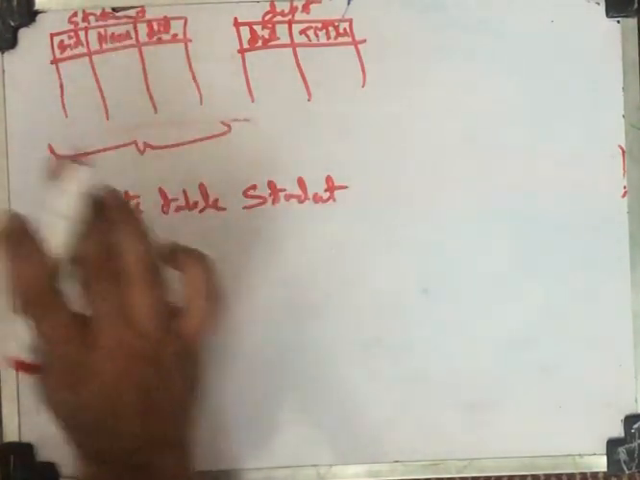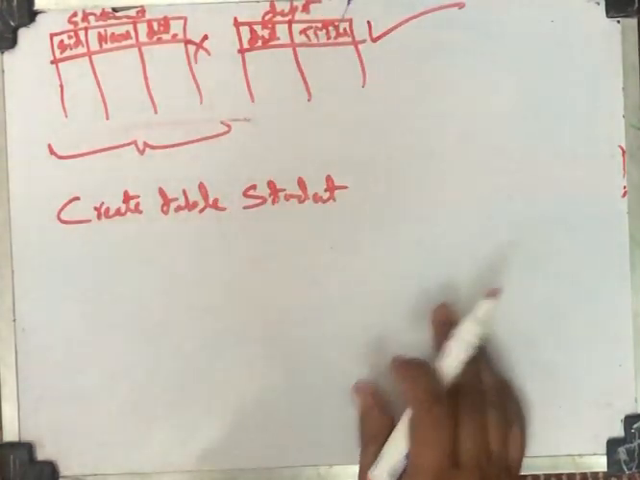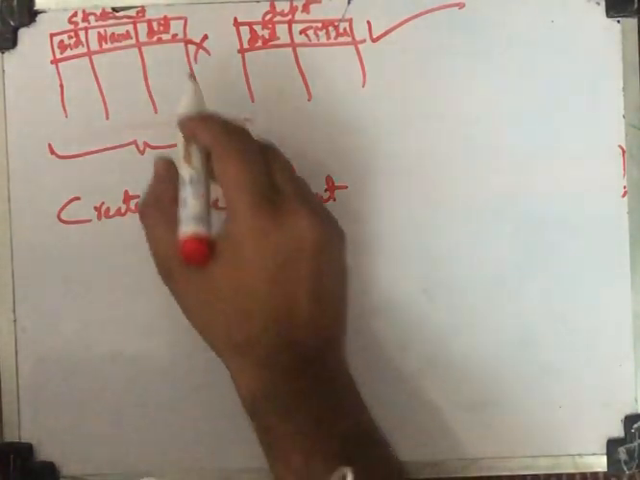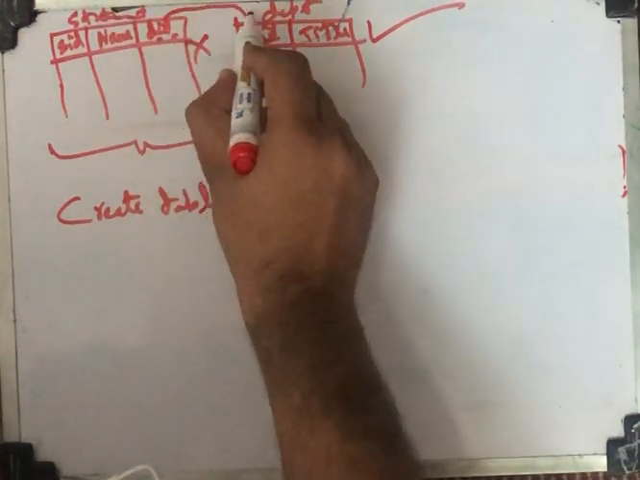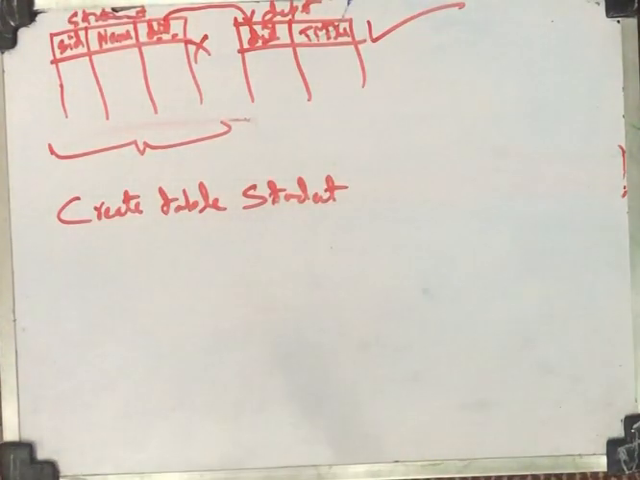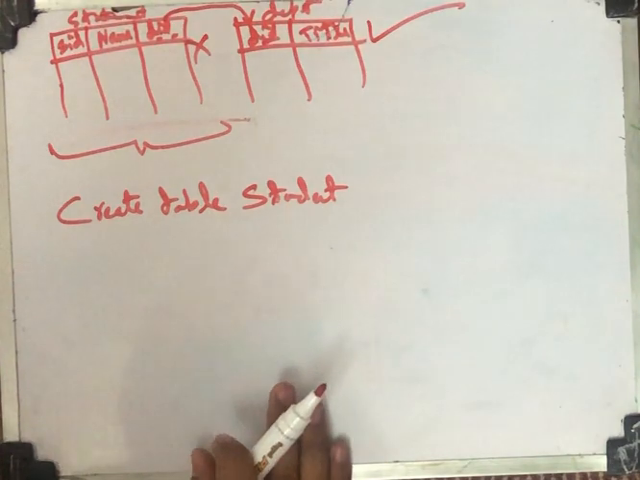This student relation has not been created, but this department relation is already created, and it has to exist because we are going to reference this foreign key to this primary key. If it is not there, we would not be able to apply this foreign key constraint.